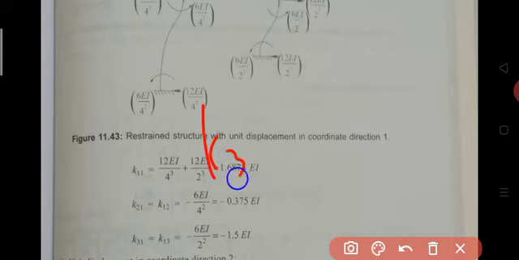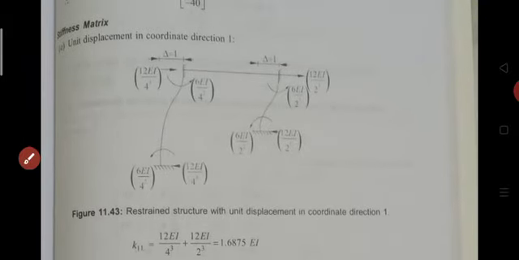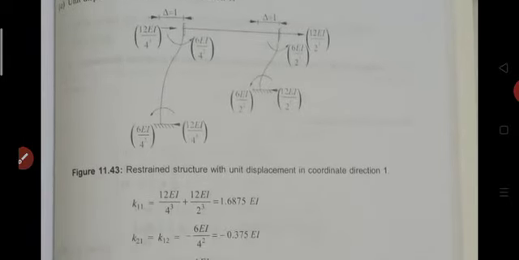Then K31. K31 means the force developed in the direction of the third coordinate due to unit displacement given in the first coordinate direction. What is coordinate direction 3? It is a rotation at joint C, that is a moment at joint C. At joint C we have one moment, and this moment is also anti-clockwise. It is a junction of two members.